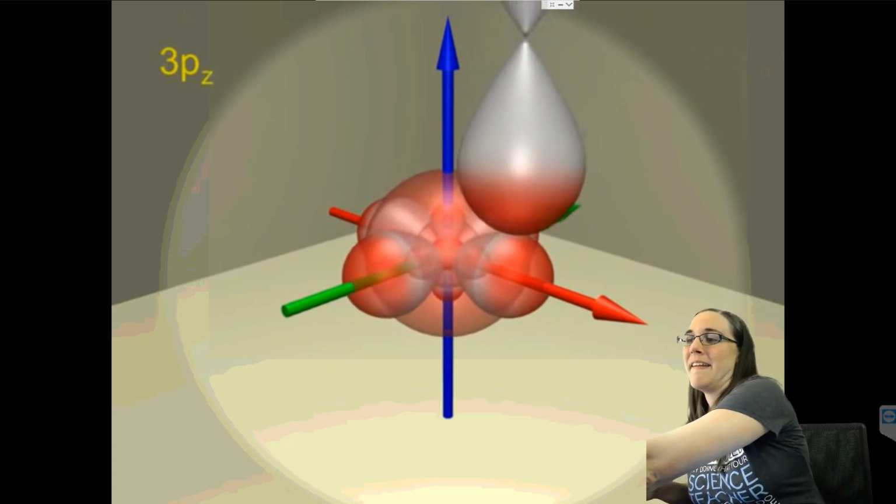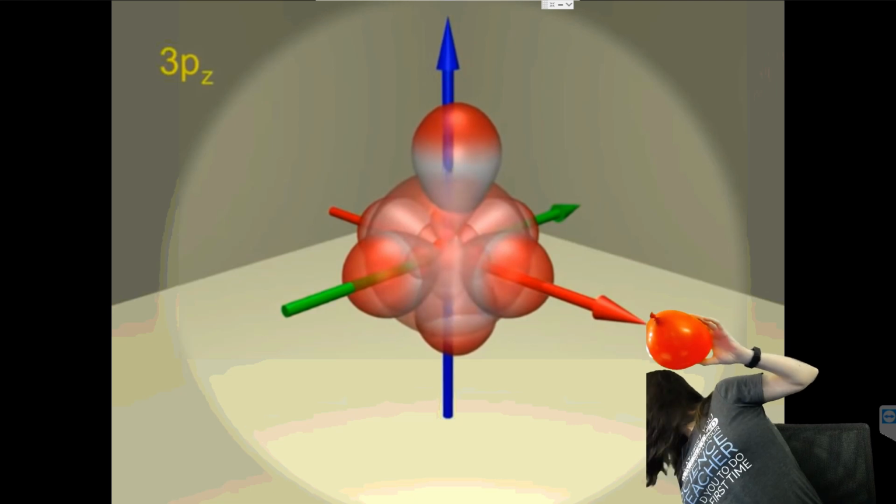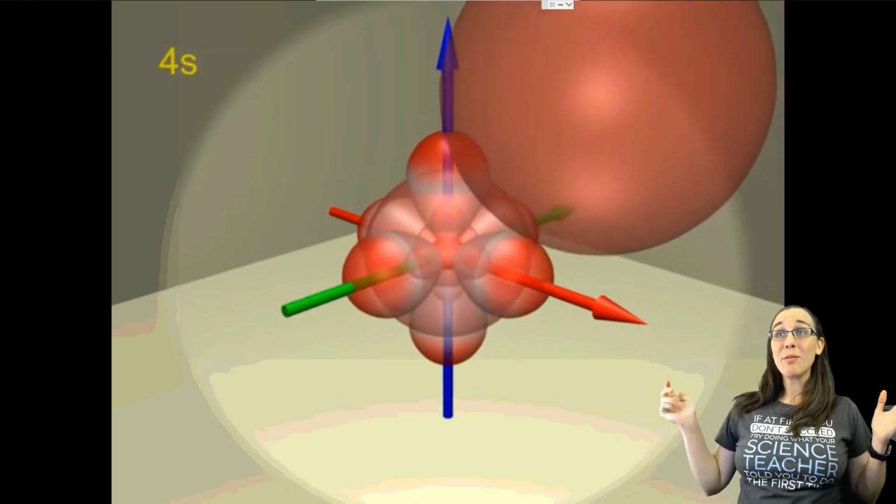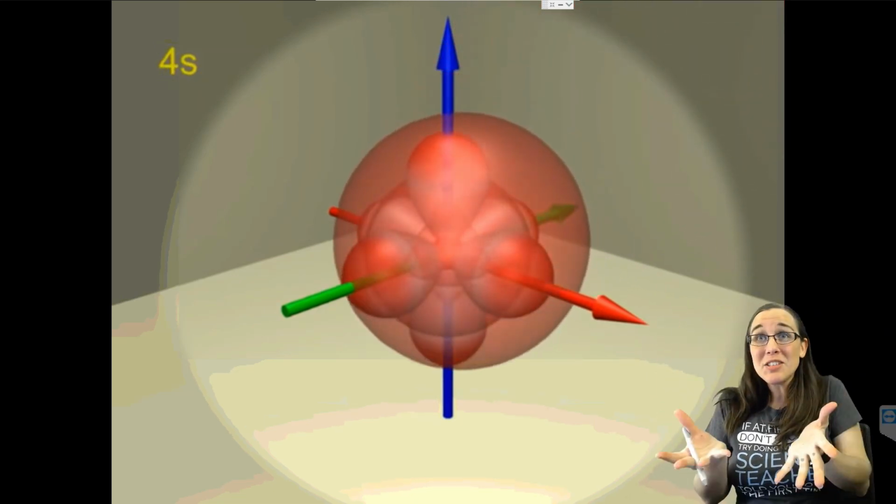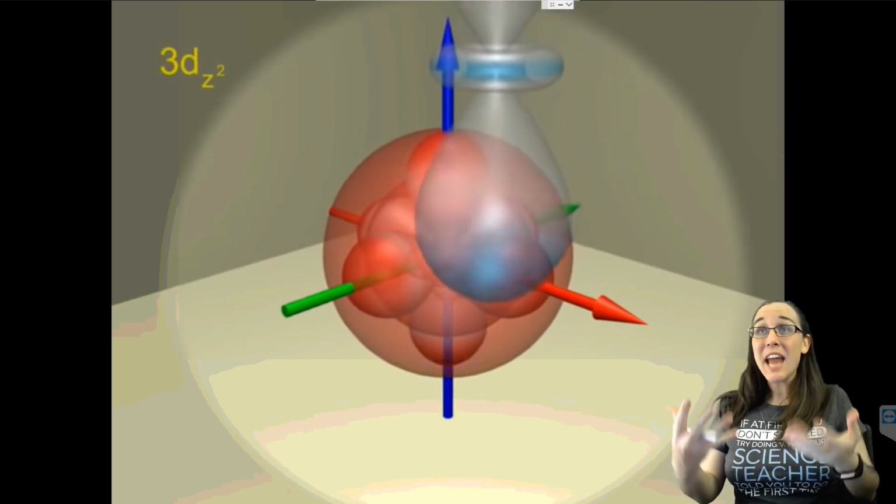Oh, the balloons are going everywhere. All right, we've got a 4s coming in, and it's encompassing all of the other stuff. Look, it's stacking so nicely. Look at all those places where the electrons live. Now we're finally seeing the D's come into play.